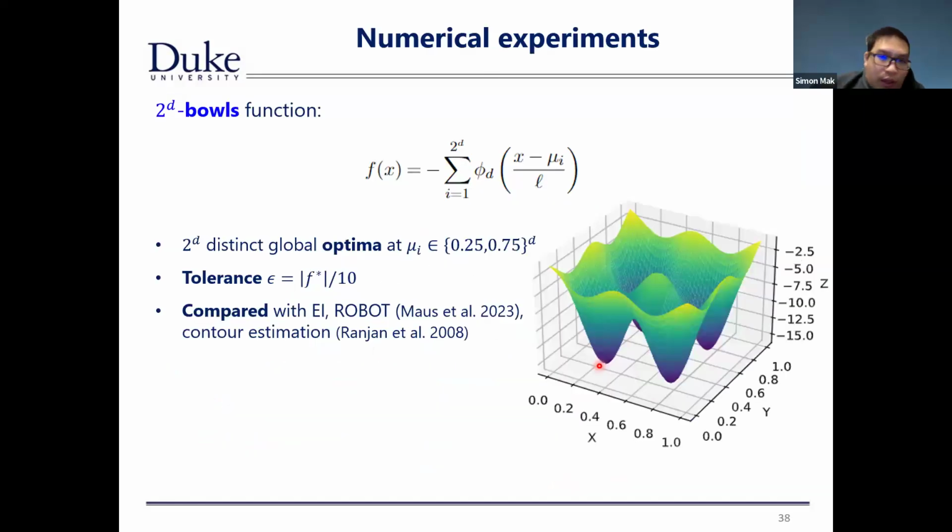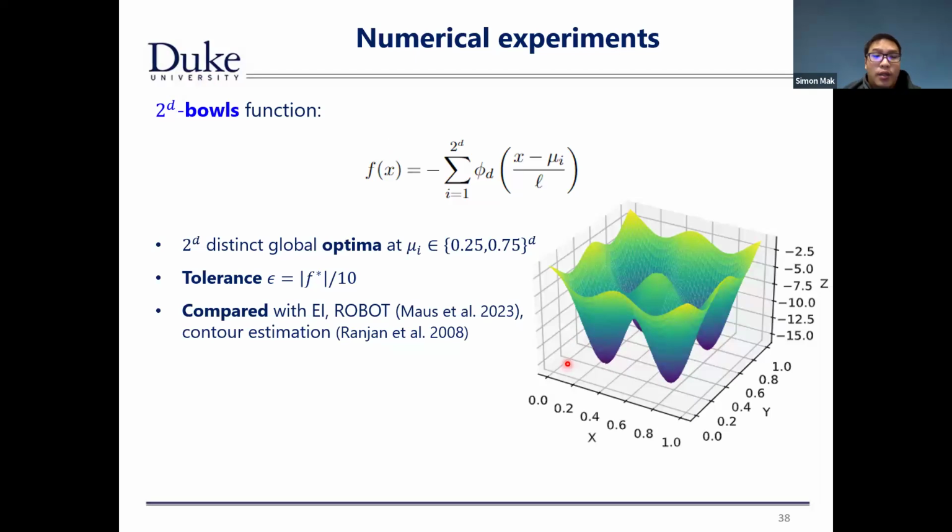Okay, so let's take a look at a quick example of this. We concocted this so-called 2D Bowl function, which is really just taking the flipped Gaussian density, where the modes of these are what we want to optimize. A d of 2 would give you a 4-Bowl function, where you have these distinct global optima at these 4 points.